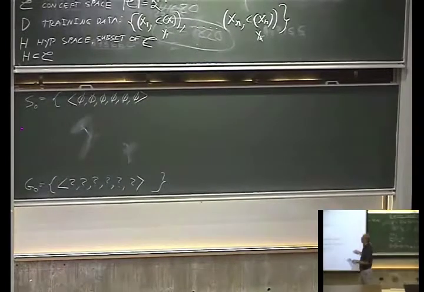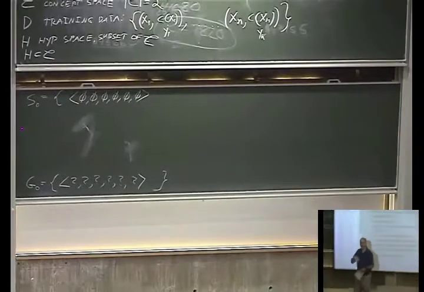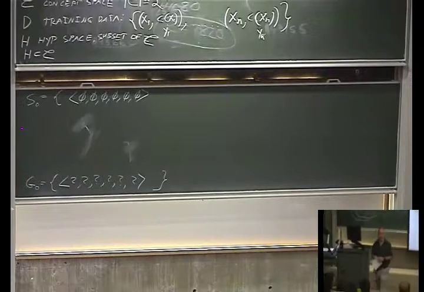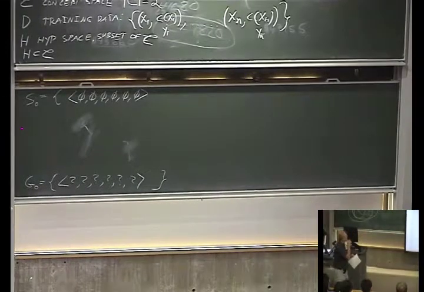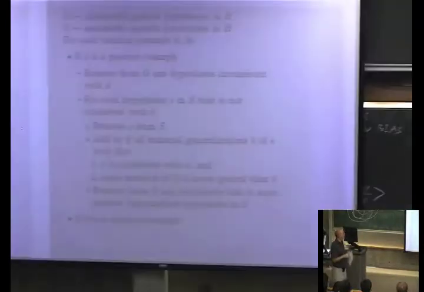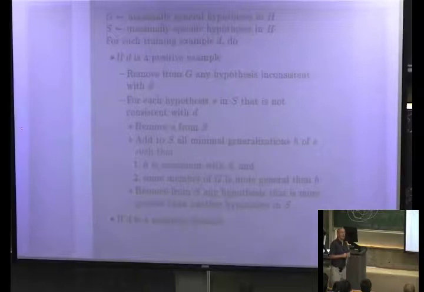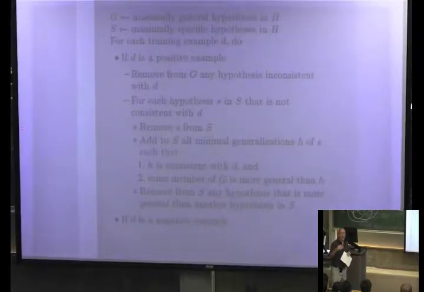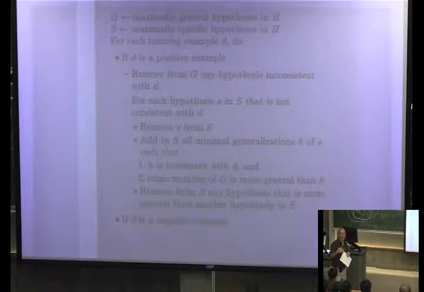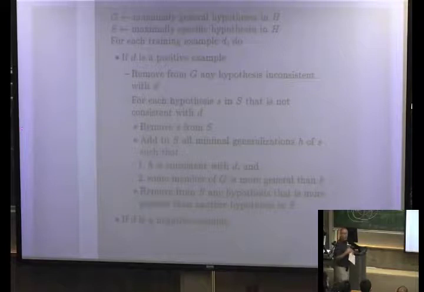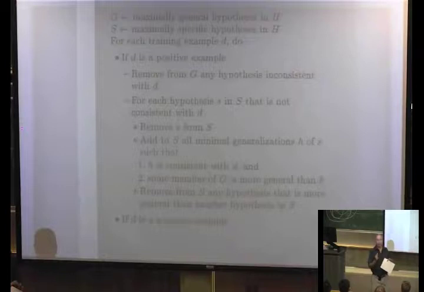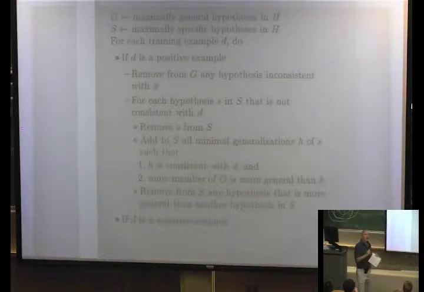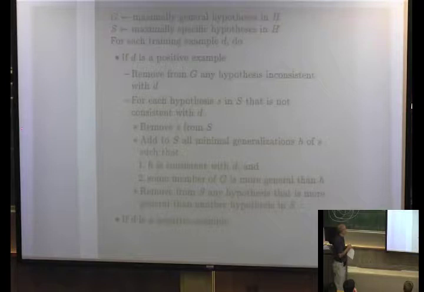Now let's look at the algorithm, see what it does, and then we will trace it with our training examples. The algorithm takes one training example at a time, call it small d, and what it effectively does is it modifies S and G to take the new training example into account. Let's first see what happens if D is a positive example. If D is a negative example, what happens is very similar, just inverted. Same idea. So let's concentrate on the case where D is a positive example.